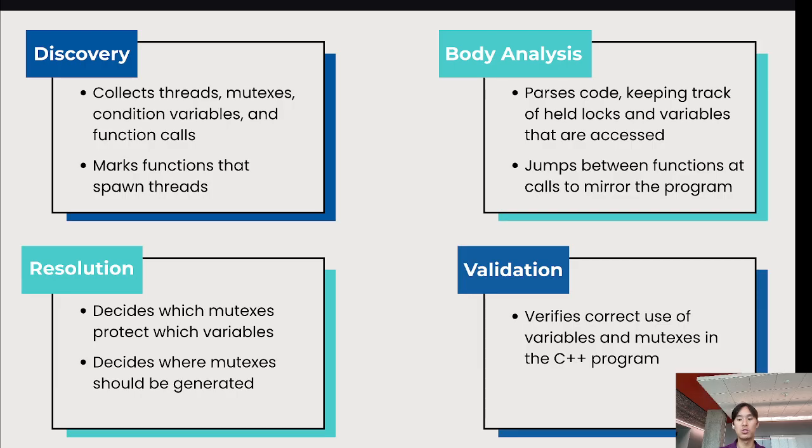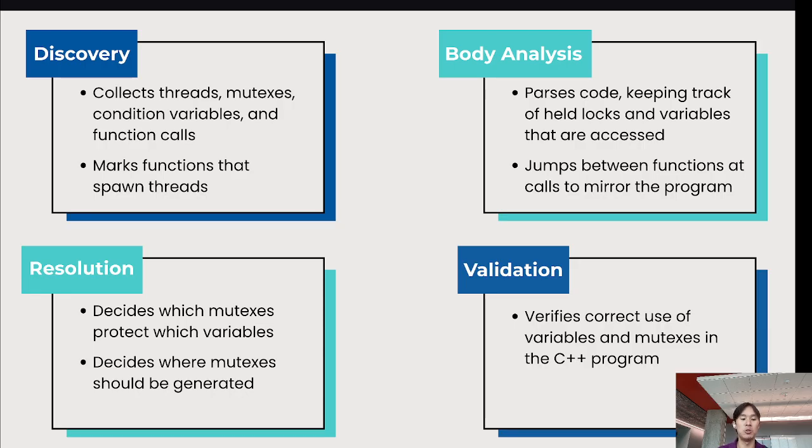Body analysis parses code, keeping track of held locks and variables that are accessed. It jumps between functions at calls to mirror the program behavior, so we know which locks are held at what times. And this helps us build inferences into which variables are protected by which locks. For example, if every single time a variable is accessed, a lock is held, then most likely that lock protects that variable. And the resolution stage is the stage that decides this.